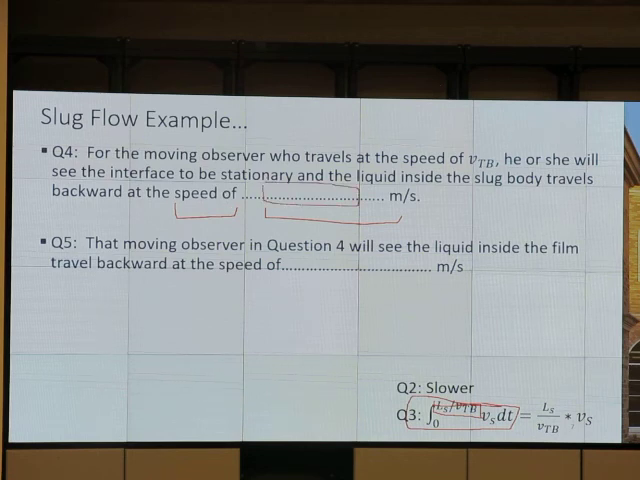And the moving observer moves with the interface, right? At the speed of VTB. Everything that is in the slug body will appear to be slower or move backward with respect to the moving observer. So the moving observer will see it travel backward at the speed of the difference. Very confused. It is very confusing, huh? Because it is. But why would we think about this?